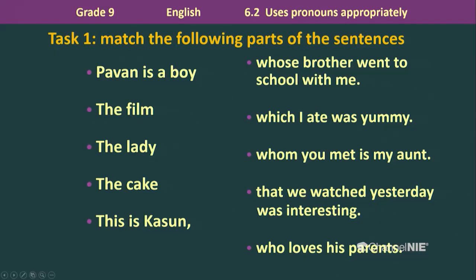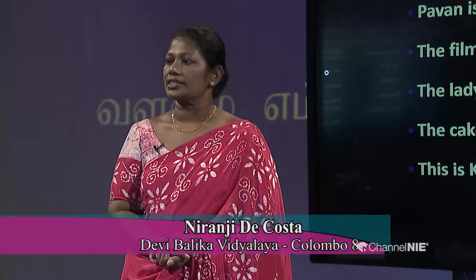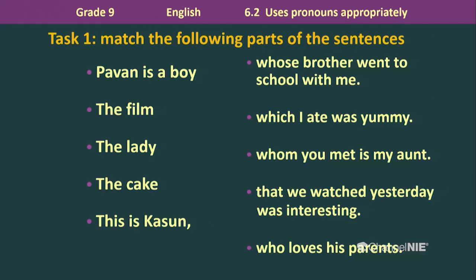So the very first activity today, this is not an activity. Children, this is a very small task you are going to do with us. Are we going to help them, Miss Niranji? Yes, I'll read the phrases on the left hand side. Pawan is a boy, the film, the lady, the cake, this is Kasun. And on the other side, there are phrases: whose brother went to school with me, which I ate was yummy, whom you met is my aunt, that we watched yesterday was interesting, who loves his parents.